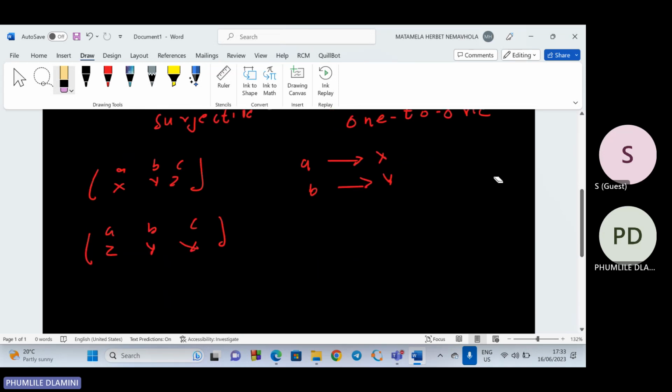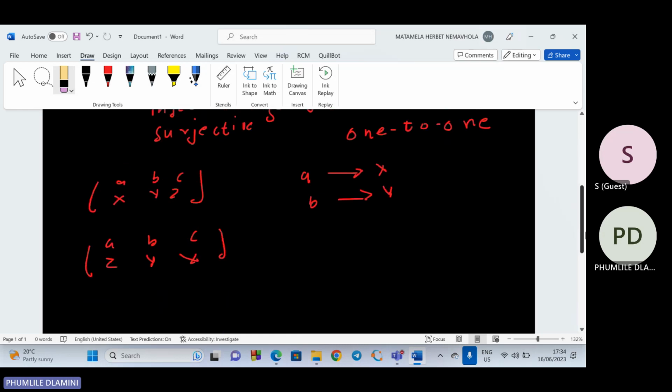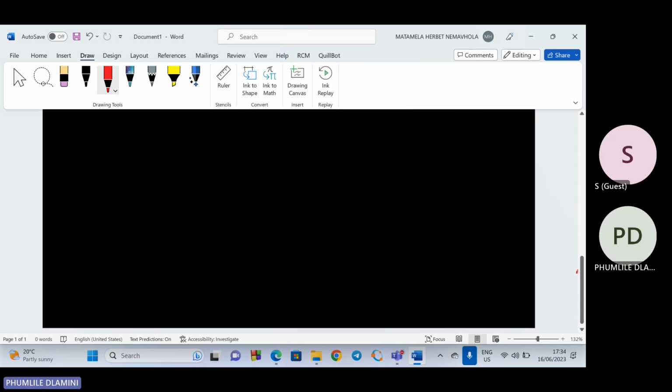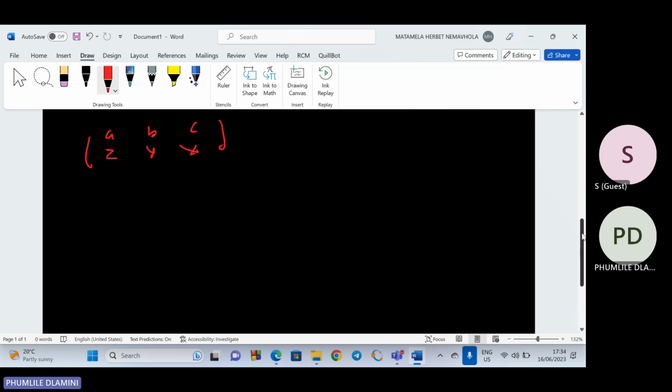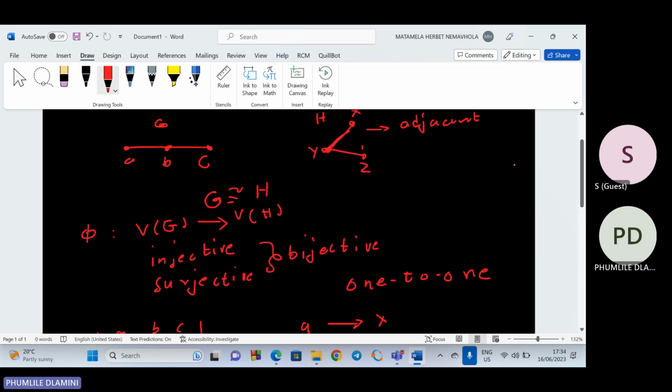So then we can conclude that these two graphs don't look the same, and you might think it's not the same graph, but according to everything we have said, this graph is surjective, because A is mapping with X, B is mapping with Y, and C is mapping with Z.